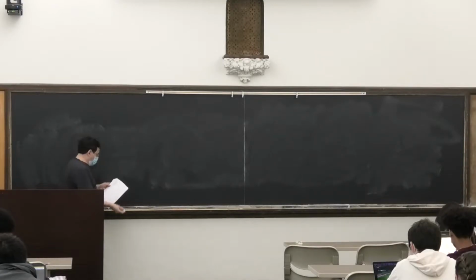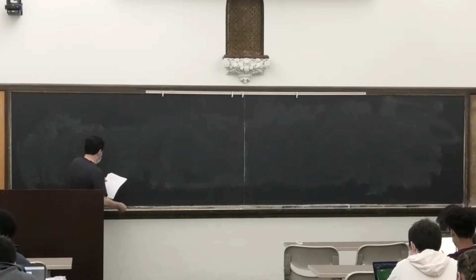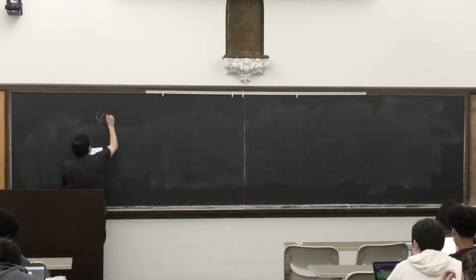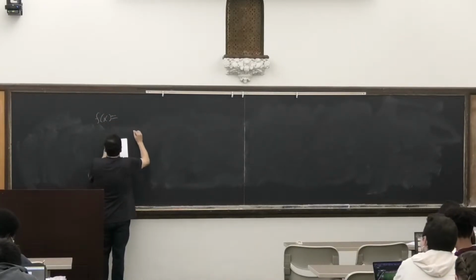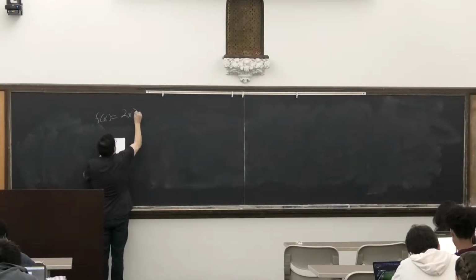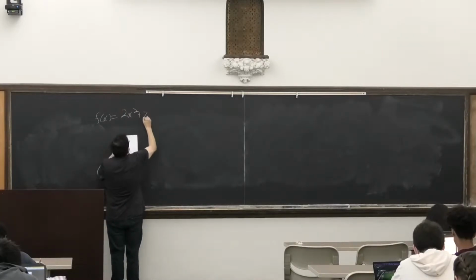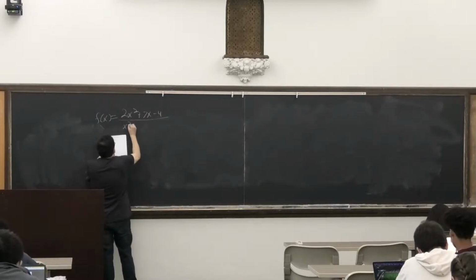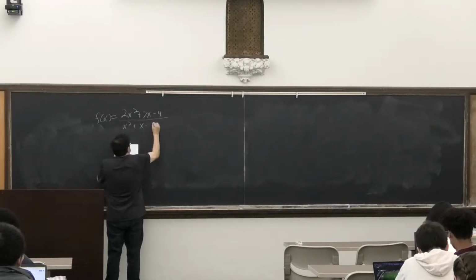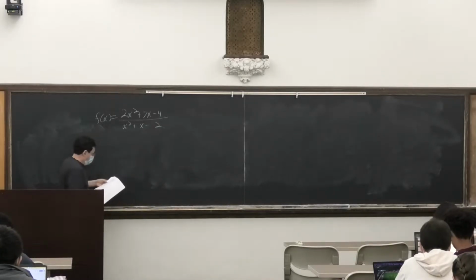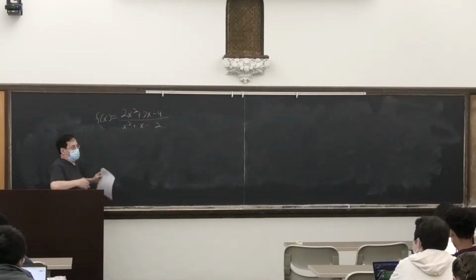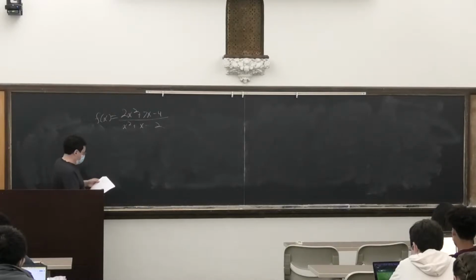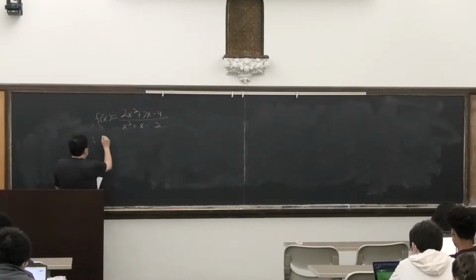Let's do an example where we graph a rational function. The function is 2x squared plus 7x minus 4 over x squared plus x minus 2. And I want to go through a list of things you might want to use when you're trying to graph this. So the first thing is usually what are the zeros or roots.